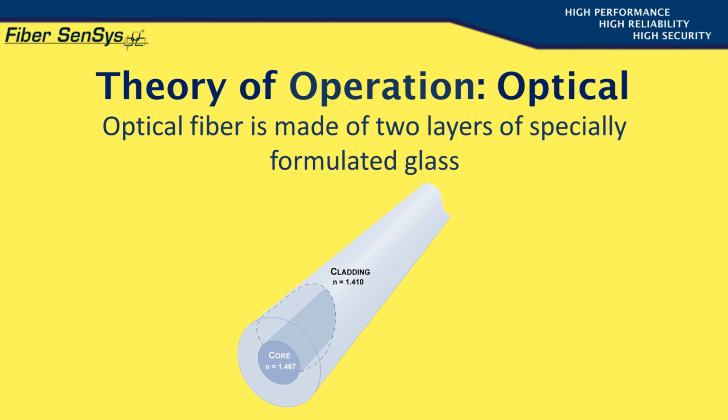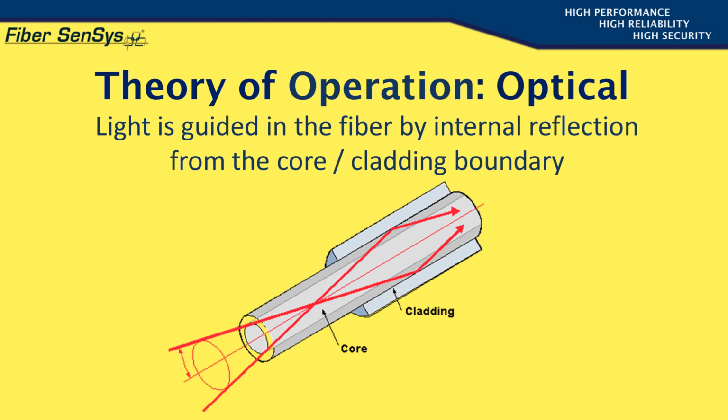Now, let's briefly touch on the optical theory of operation, starting with the optical fiber itself. Our sensing fiber is 50/125 micron multimode type fiber that has been rigorously qualified as a sensing element. It's constructed from two layers of specially formulated glass, the core and cladding, and the primary difference between the two is their index of refraction. This difference creates a condition of total internal reflection, which allows the fiber to guide the light through it by a series of reflections, as though the fiber were a mirrored tube.